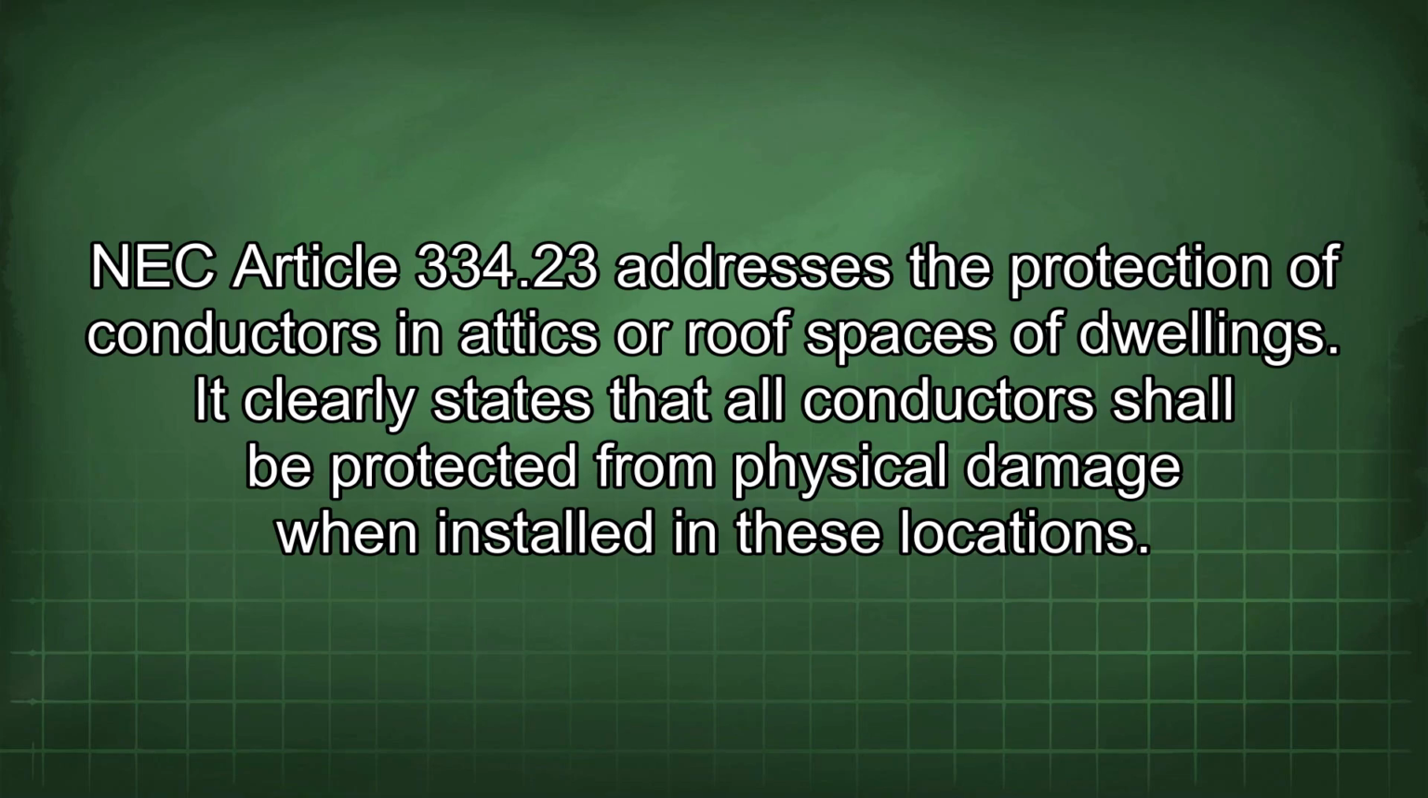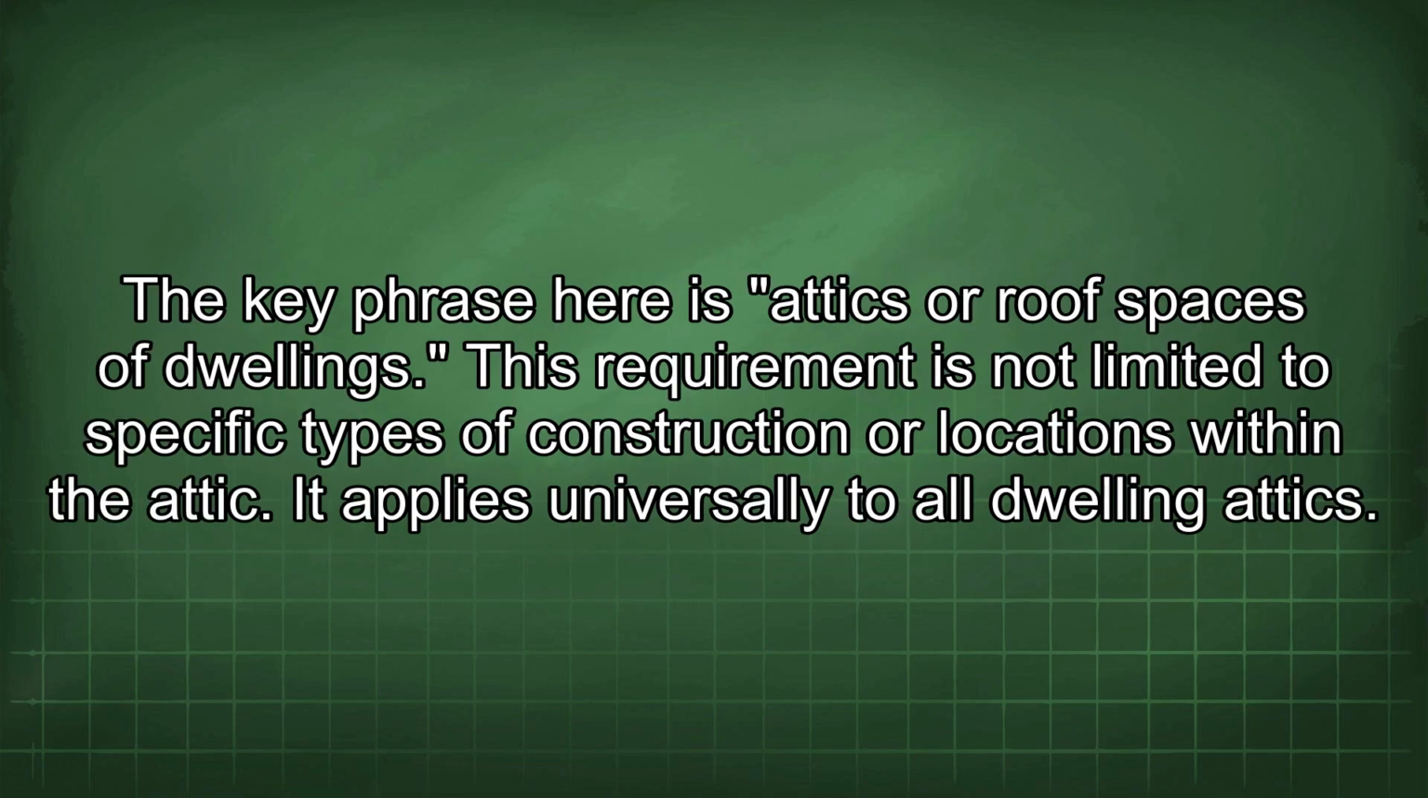NEC Article 334.23 addresses the protection of conductors in attics or roof spaces of dwellings. It clearly states that all conductors shall be protected from physical damage when installed in these locations. The key phrase here is attics or roof spaces of dwellings.